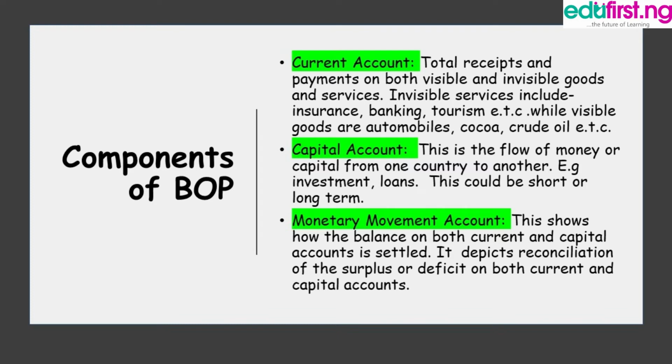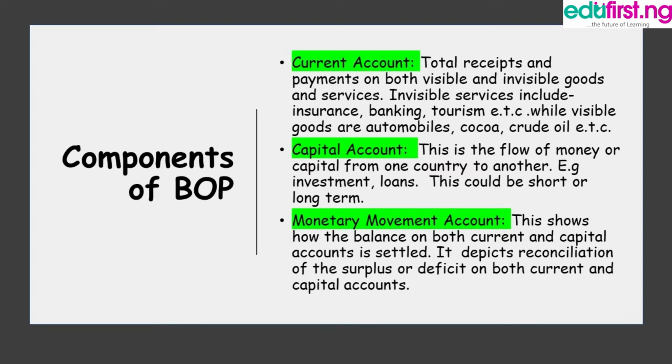Such investment loans could be for short or long term. Then we also have the monetary movement account. This is a reconciliatory account because it depicts reconciliation of the surplus or deficit on both current and capital accounts. So it's a balance account. It balances both the current and capital account.